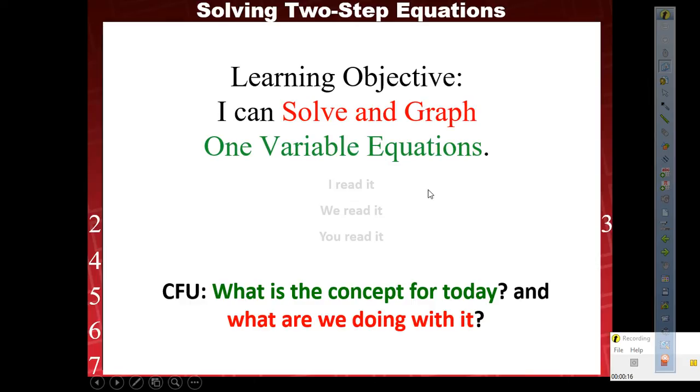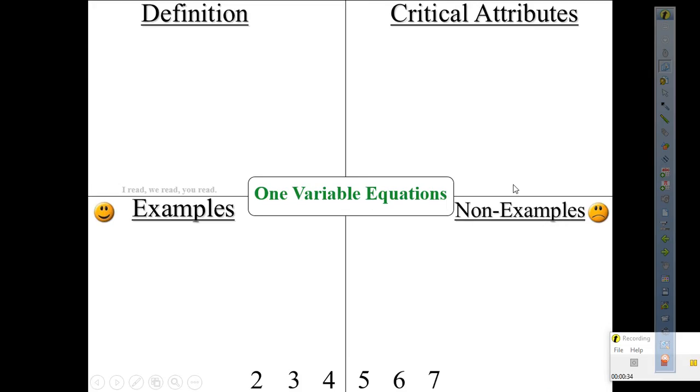So we're still on one variable equations. So get a Frayer model. Ready? In the Frayer model, I want you to write one variable equations.